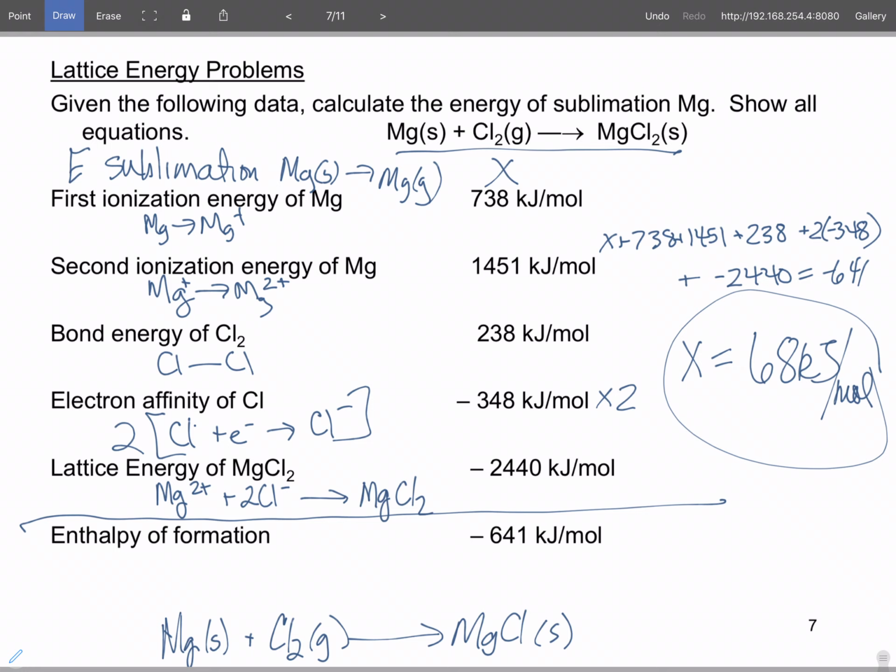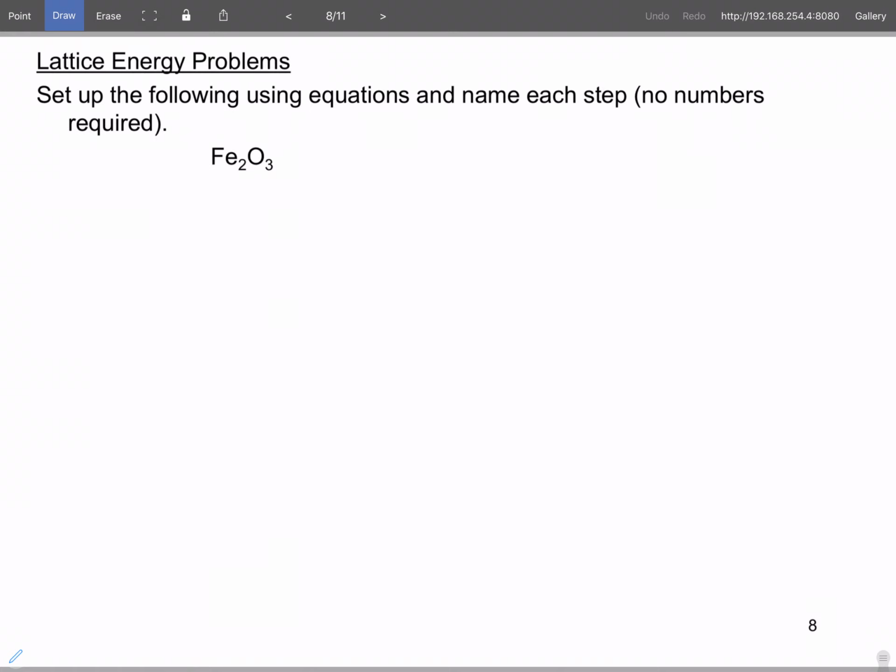Now, it's all the same series of steps, whether you're calculating it or whether you're not calculating it. So what I'm most concerned about is that you identify the steps. So we're going to set up the following using equations and name each step. There are going to be no numbers. And this lends itself to an ordering problem. You know, given all these steps, place them in the proper order. Just giving you a hint on that one.